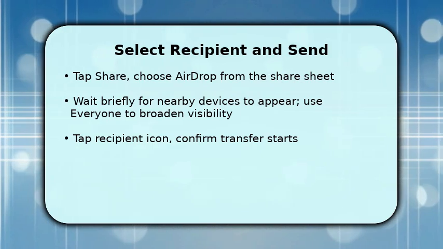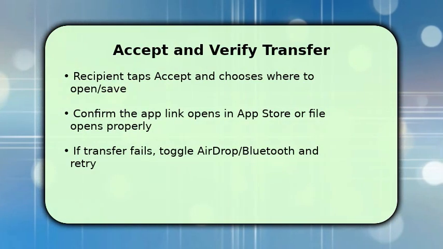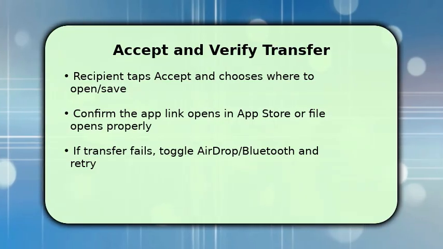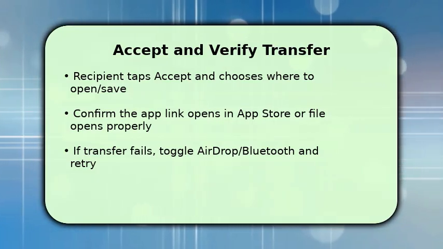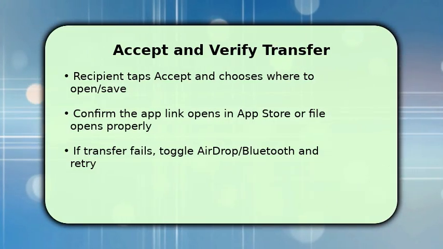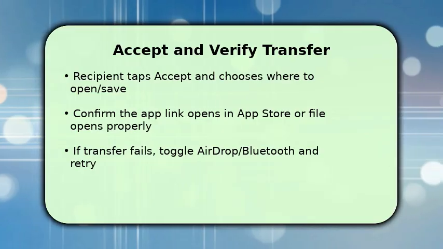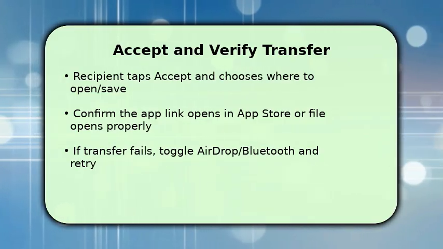On the receiving device, tap Accept when the AirDrop prompt appears, then choose the appropriate app to open or location to save the item. Links open in the App Store or browser, while files go to the default app. After acceptance, verify the content works. Open the app link or launch the received file.